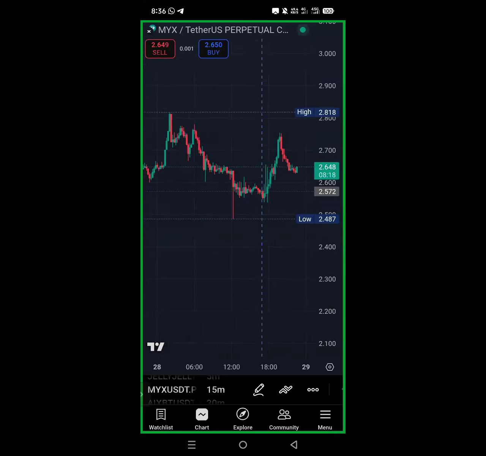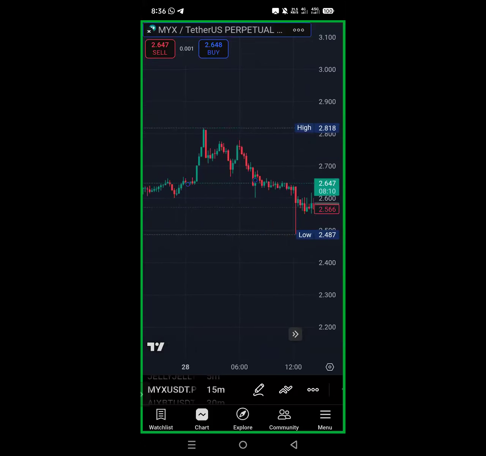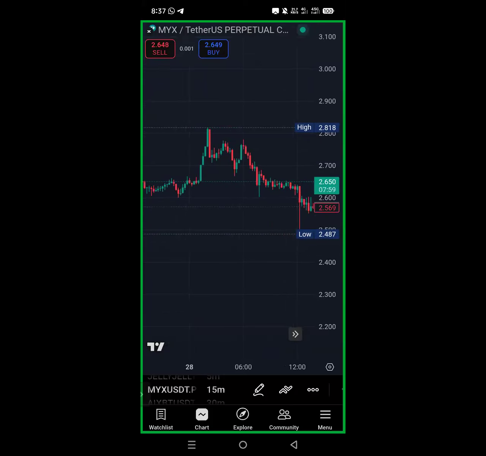So we looked at a bullish engulfing, we looked at a bearish engulfing. So let's begin with this. Let's begin from here.